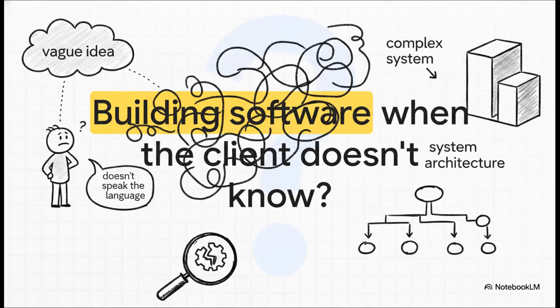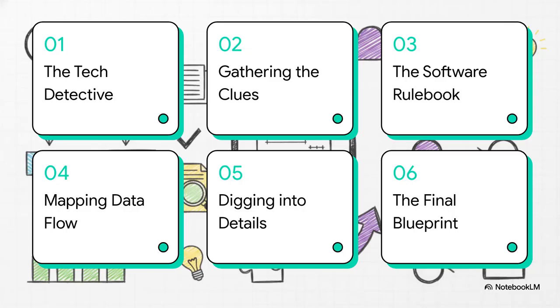Okay, let's kick things off by asking a foundational question. How can you possibly create a complex system if the person paying for it only has a super vague idea of what they actually want? Seriously, it happens way more often than you think. The client knows they need something to fix their problem, sure, but they don't speak the language of code or system architecture. To answer that, we're going to walk through 6 key phases today.